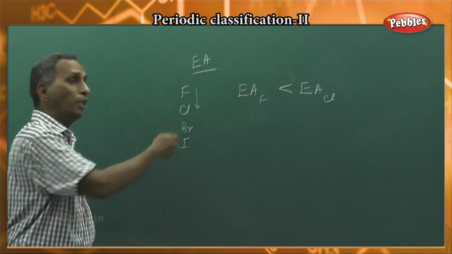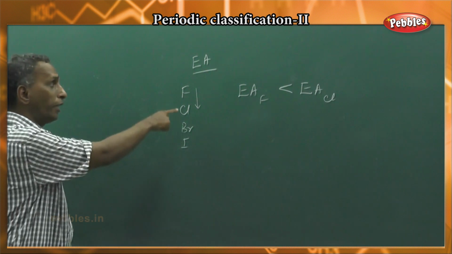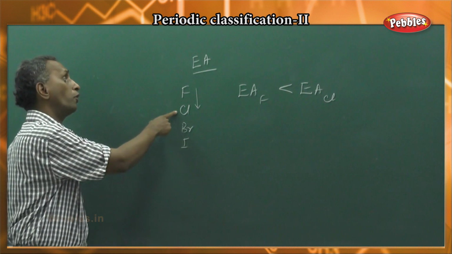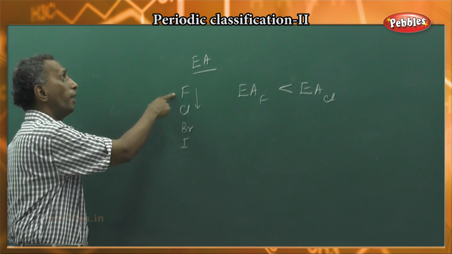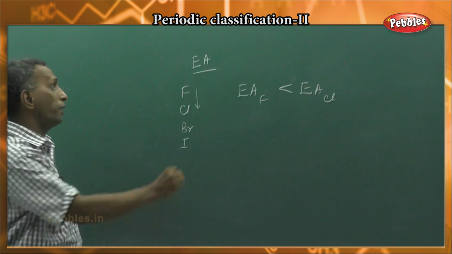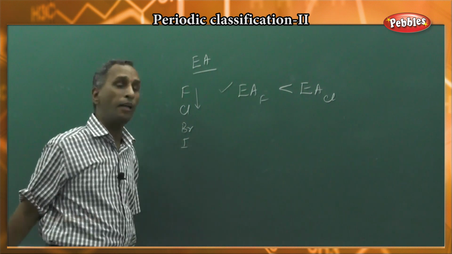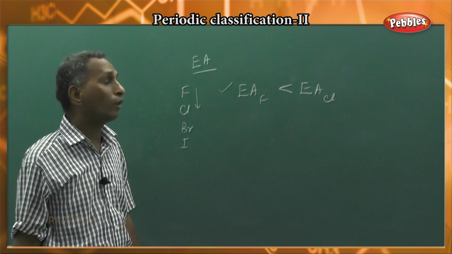But in actual case, electron affinity of fluorine is less than that of chlorine. Chlorine comes as the next element in the group. As per the group trend, it has to decrease. What does it mean? Electron affinity of chlorine should be less than electron affinity of fluorine. But in actual case, the truth is that electron affinity of fluorine is less than that of chlorine.